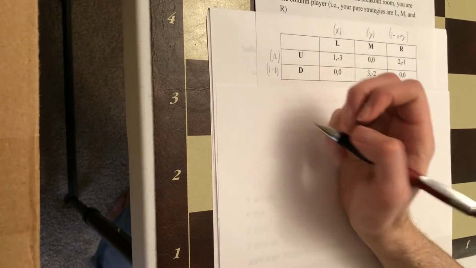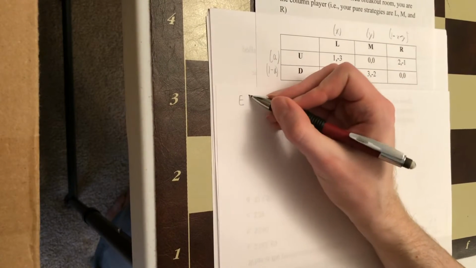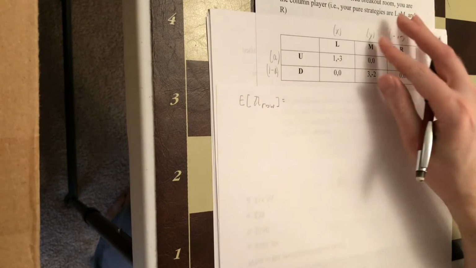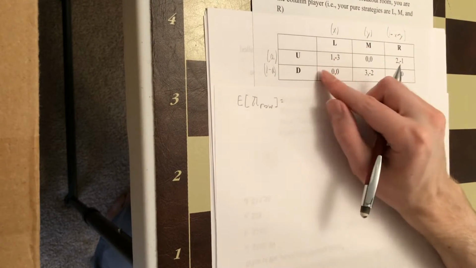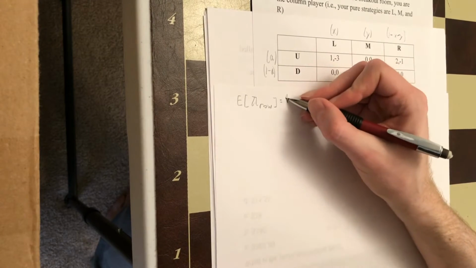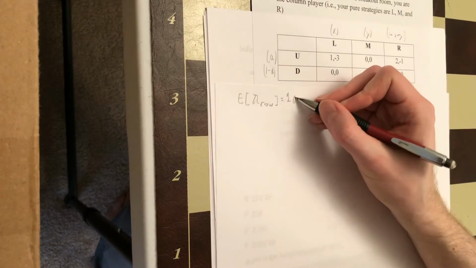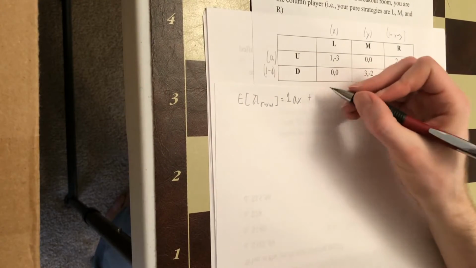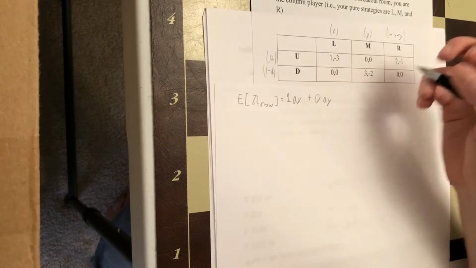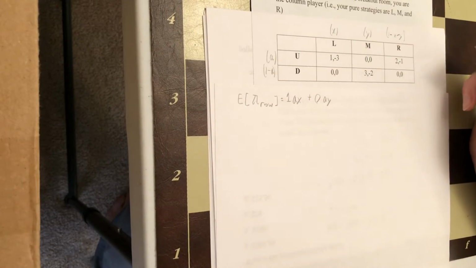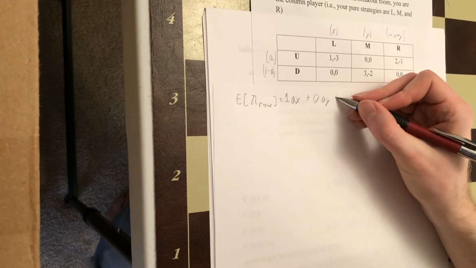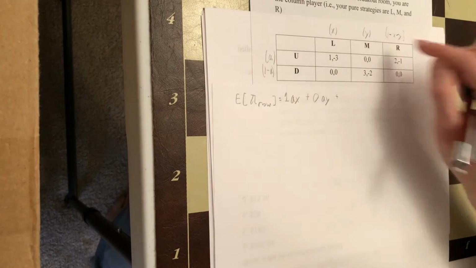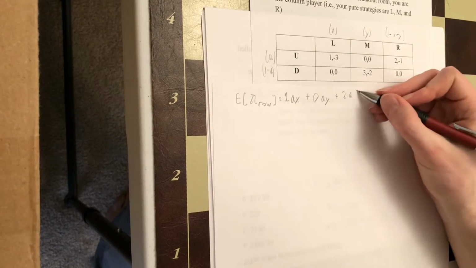All right, so expected payoff for our row player. They get 1 with probability A times X, 0 with probability A times Y. To make the game tractable, I put a lot of zeros in there so the math won't get too out of hand. And we get 2 with probability A times 1 minus X minus Y.